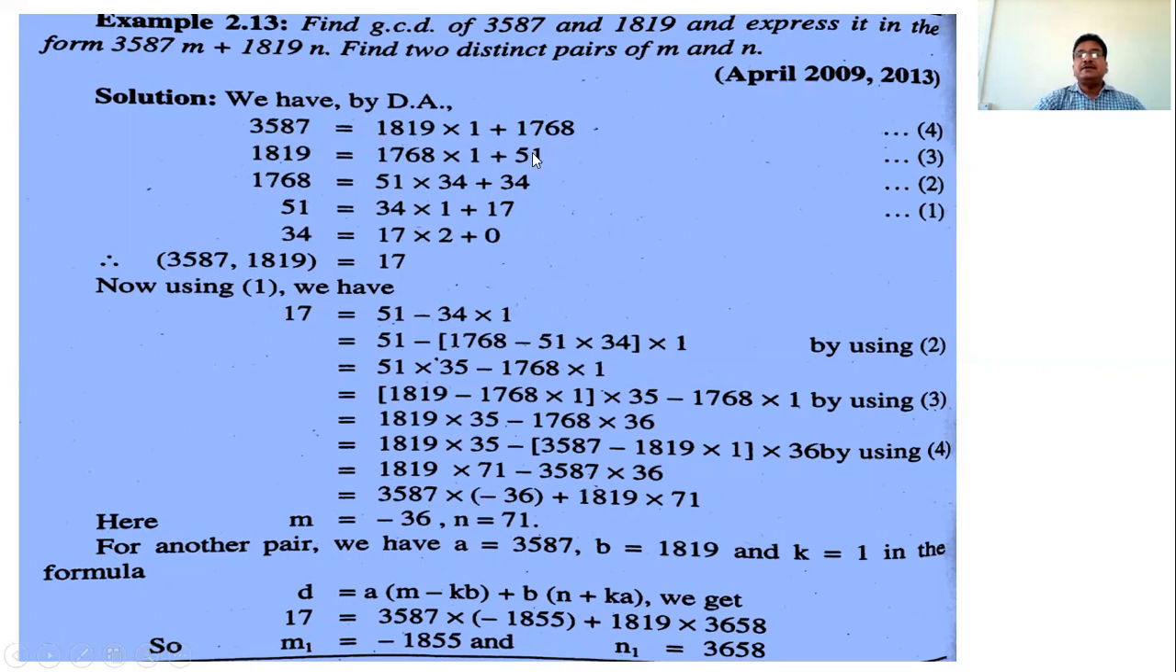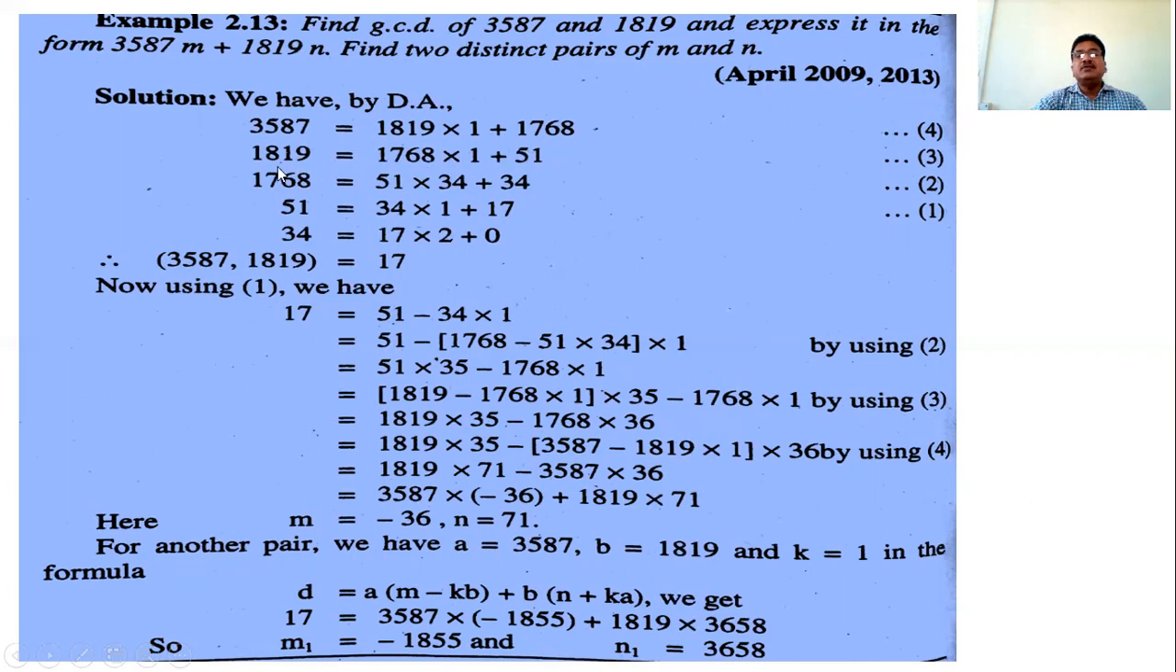Then the next equation: divide the divisor 1819 by the remainder 1768. Obviously the quotient is 1, because dividing 1819 by 1768 gives 1 point something. And then 1819 minus 1768 into 1 is the remainder, 51.